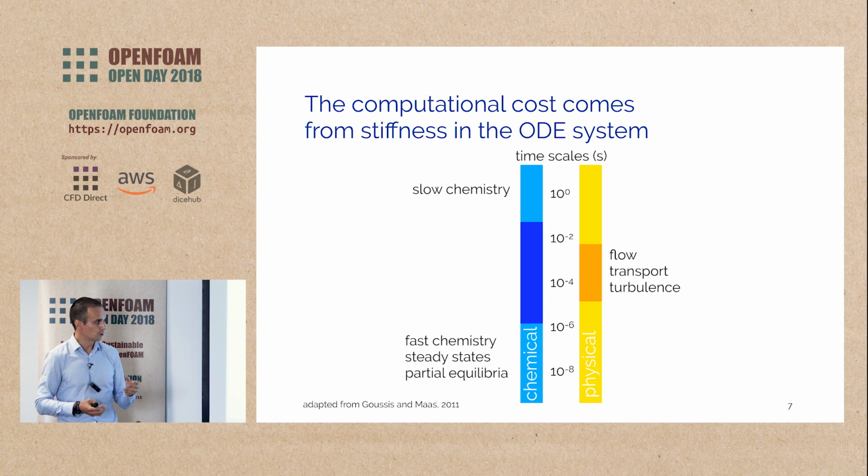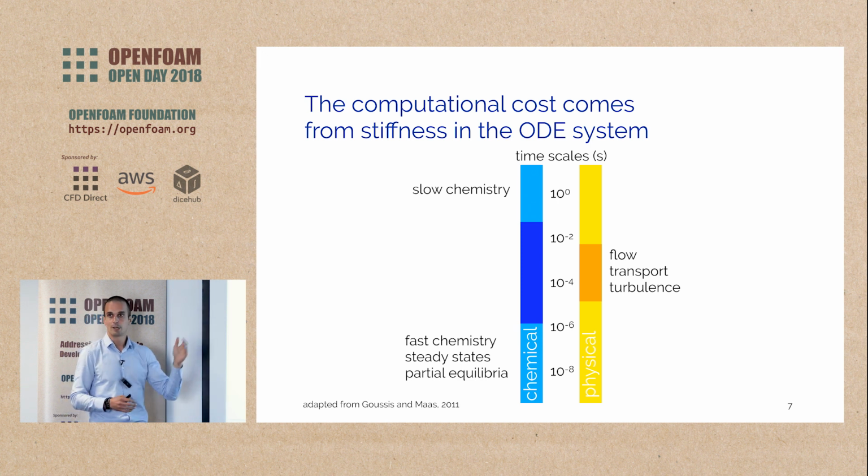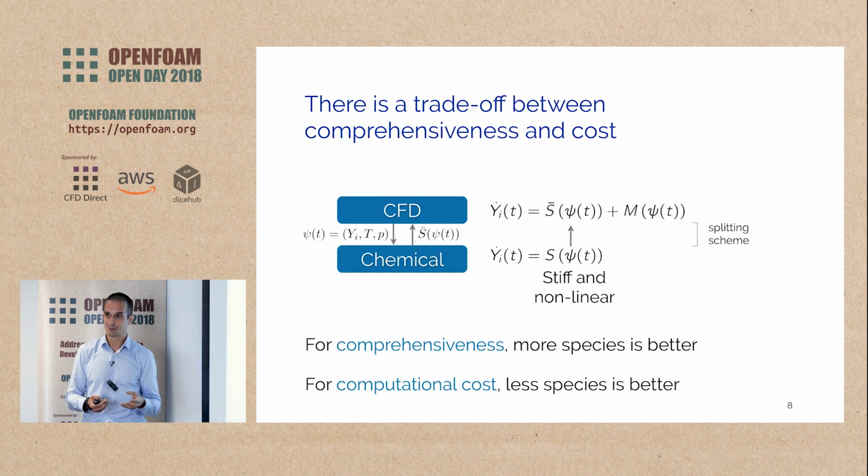Typically for a combustion case, you will have very fast chemistry, but also very slow chemistry together, spanning a range of timescale that is way larger than typically what you would have for flow and transport. So from there you have complexity, but at the same time, if you're solving a chemical case, you want comprehensiveness. You want to make sure that your chemical system is accurately represented.